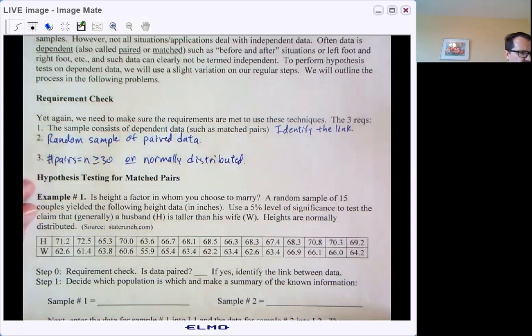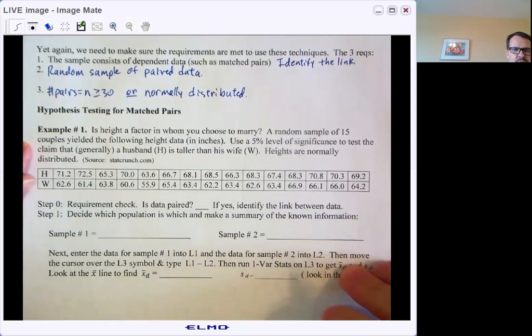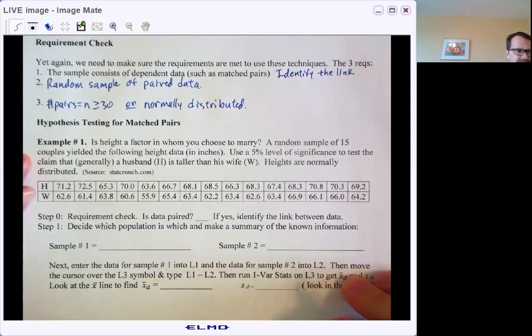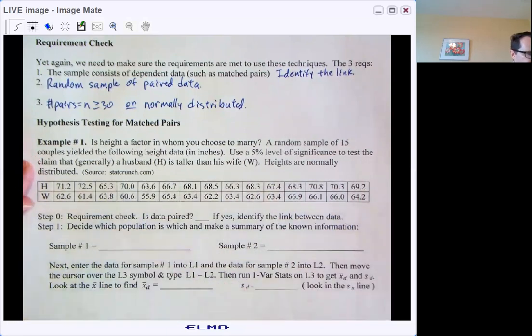Let's go ahead and do an example of a hypothesis test. Now, as you know, Professor Pedrero is not very tall, so you might get a kick out of this one. Is height a factor in whom you choose to marry? A random sample of 15 couples yielded the following height data in inches. Use a 5% level of significance to test the claim that generally the husband, H, is taller than the wife, W. Heights are normally distributed, and I got this data from StatCrunch.